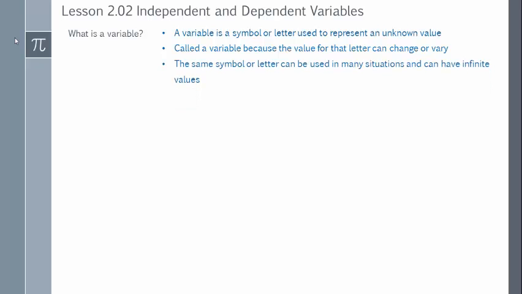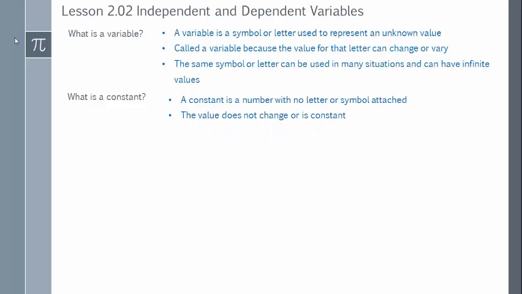The same symbol or letter can be used in many situations and can have infinite values. For example, the letter X is used very frequently in algebra, and the letter X can represent any number depending on the scenario, for example, what type of equation you're using at that time. A constant, unlike a variable, is a number, and there is no letter or symbol attached. The value does not change, or it's constant. So for example, if you have an equation that has plus 3, the 3 in that equation is the constant, and the 3 is always a 3. It doesn't change.